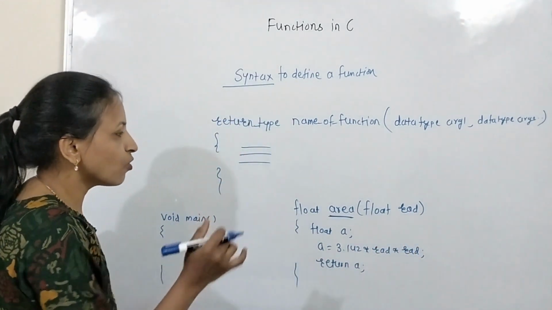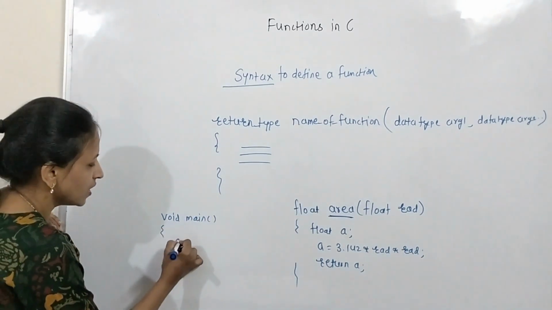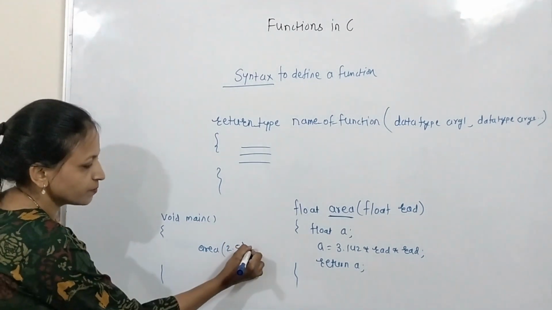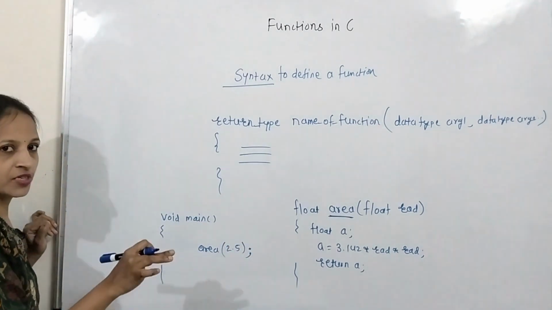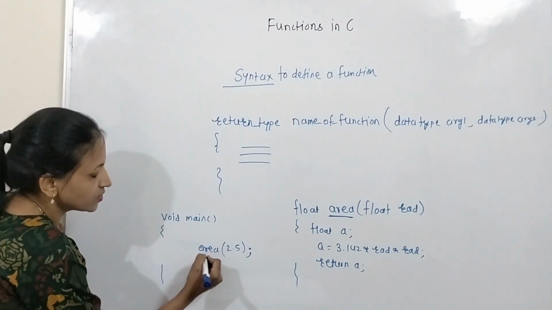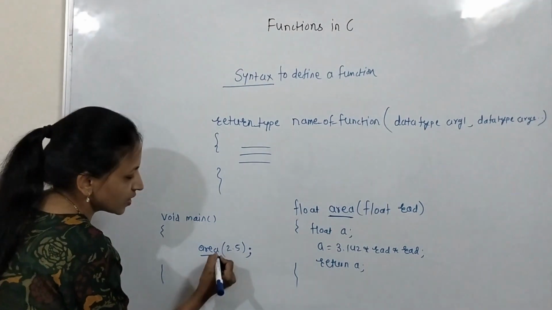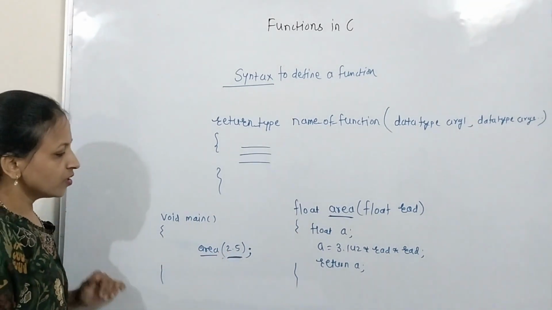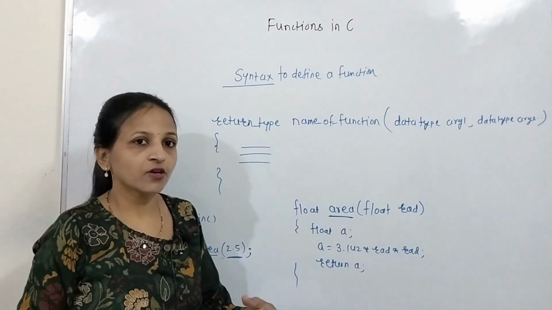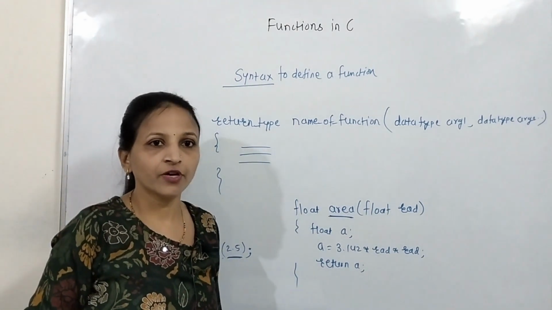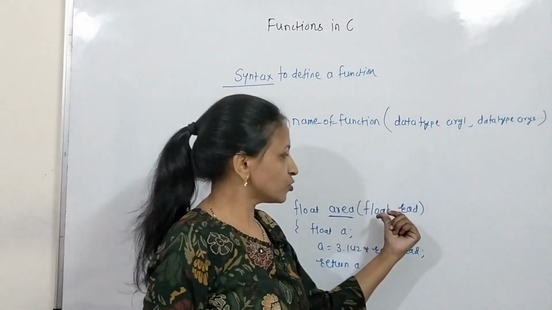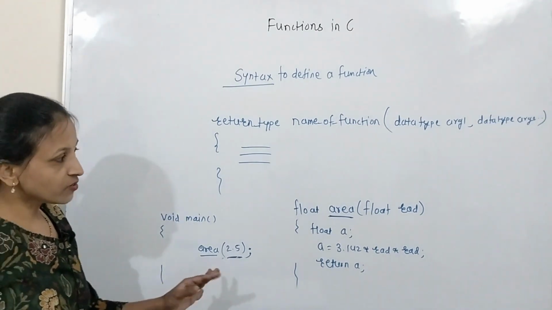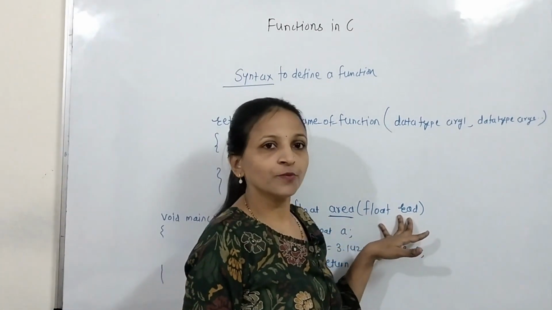Whenever I call this function, I will write like this, see, area, and then I will pass 2.5 suppose. What does it mean? This is nothing but I am calling this function. This is the function name, and inside it in round brackets I have passed 2.5. Now what does it mean? I want to calculate the area of a circle having radius 2.5. Whatever I am passing, that should get used here while calculating that area, and for that I have to declare some argument here.